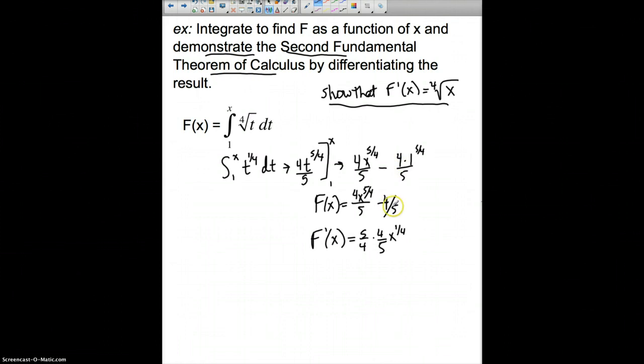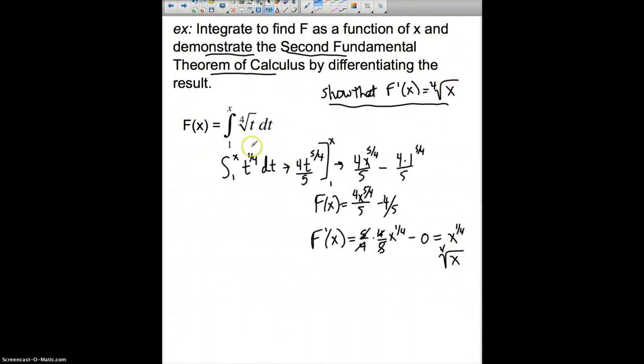4/5 times 1 is 4/5, not 1. The derivative of 4/5 now is 0. Those two cancel, and all we're left with is x to the 1/4, which is the same thing as the 4th root of x. Hey, that's what we were supposed to show.